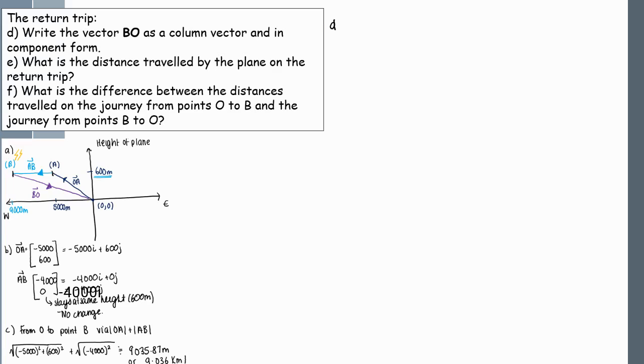It says write the vector BO as a column vector and in component form. Remember, I'm starting at the point B and going back to the origin. Horizontally, I'm going to need to go right, and vertically, I'm going down. The first component should be positive 9,000 meters because we're moving 9,000 meters right or east. And the second component should be negative 600 meters because we're moving 600 meters down to reach the origin.